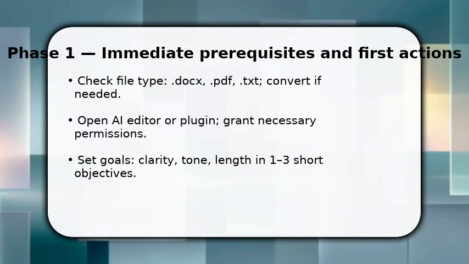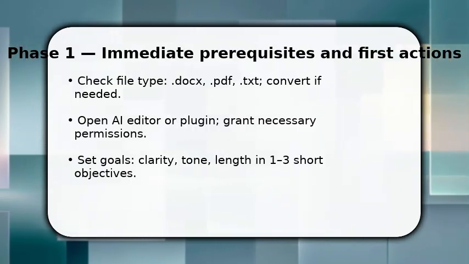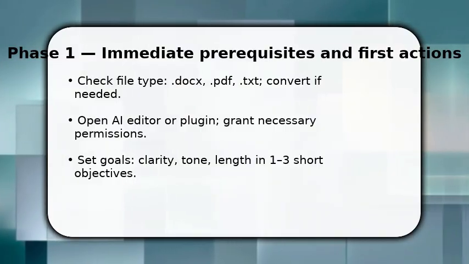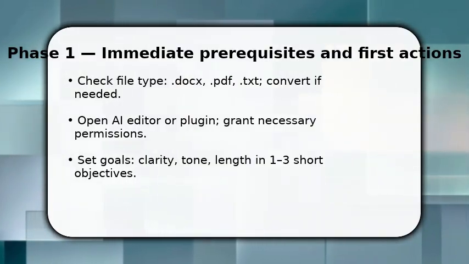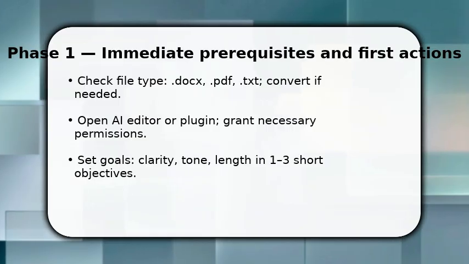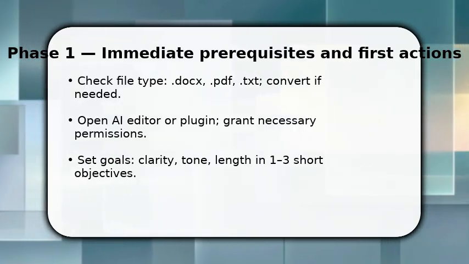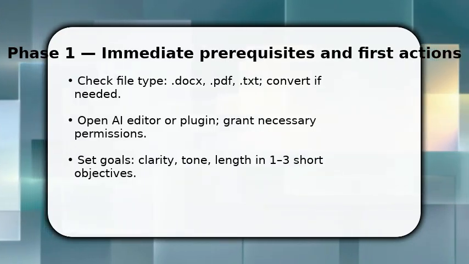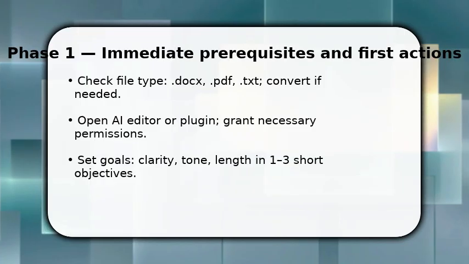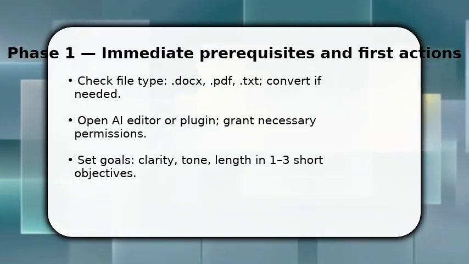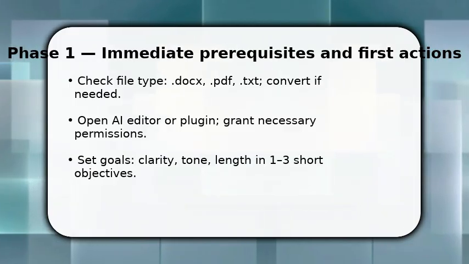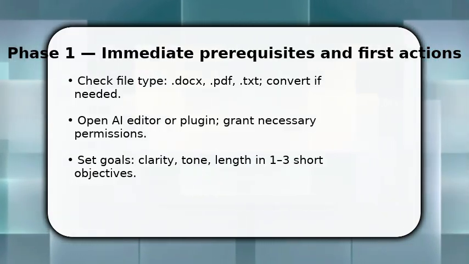You start by preparing the document and importing it into your AI editor. First, confirm the file type, convert PDFs to docx if the editor prefers that. Then open the AI tool or plugin and grant permissions so it can read and edit. This avoids interruptions. Finally, tell the AI your goals. Specify clarity, tone, and desired length in 1 to 3 concise objectives. Once done, the system has context, and you're ready to run the first pass.